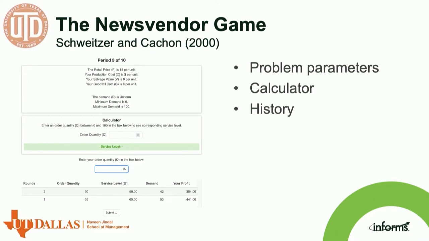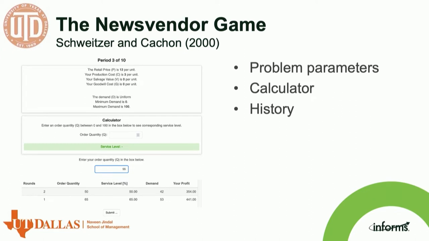It gives you the news vendor parameters, so I don't have to explain what the news vendor problem is. It's an inventory, one-period decision problem. There is a stochastic demand, in this case uniform from 0 to 100. You have to produce units, and the cost is $3 per unit. You sell them at $12 per unit, right? And you have to decide how many units to order.